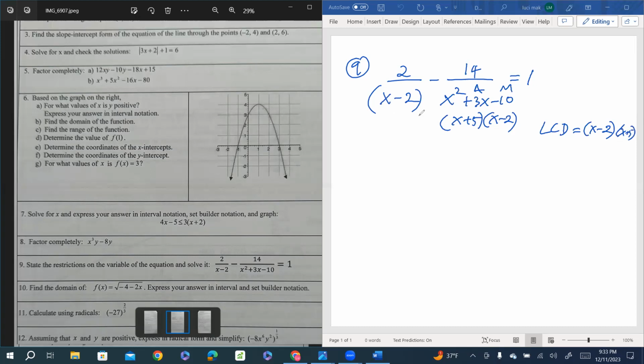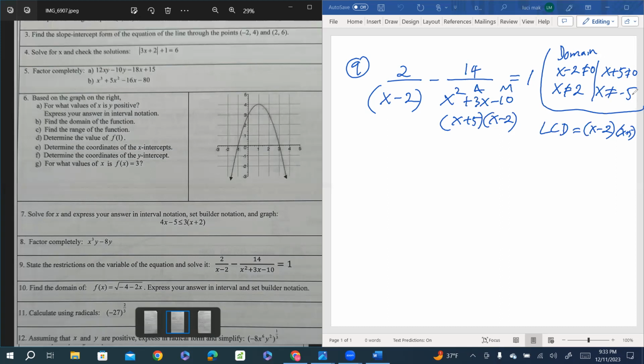Now, when we have rational functions, we can't have a denominator being 0. So for the domain restrictions, x minus 2 can't be 0. That means x should not be equal to 2. The other one is x plus 5 should not be 0. So x should not be equal to negative 5. So these are the domain restrictions.